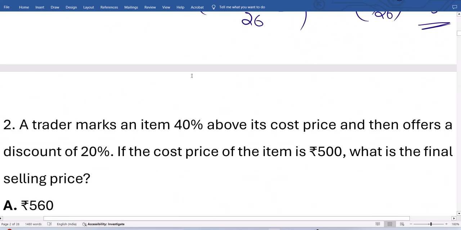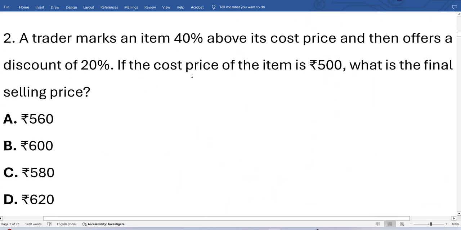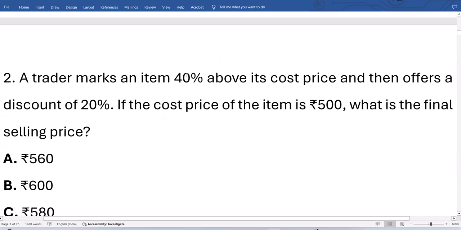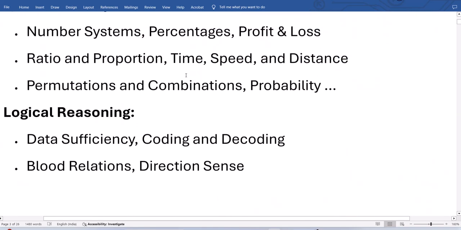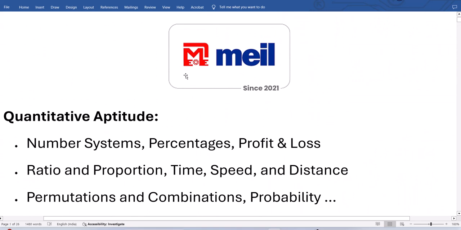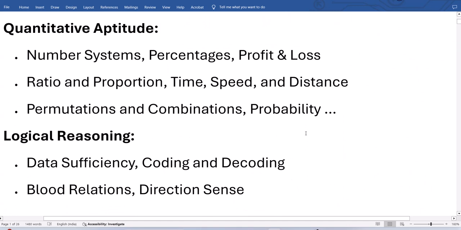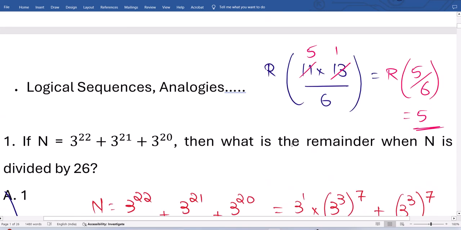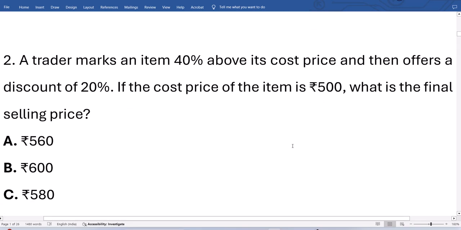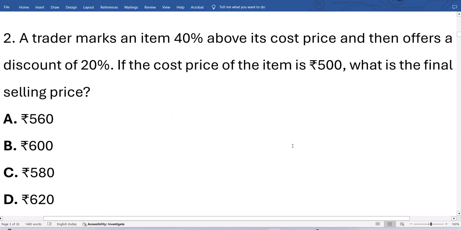Now next question. This topic is profit and loss. Because I mentioned already the topics which are important for this company, Mega Engineering and Infrastructure Limited: number systems, percentage, profit and loss, ratio proportion, time, speed and distance, combination, different areas. We are revising all those concepts. Let's see the second question.